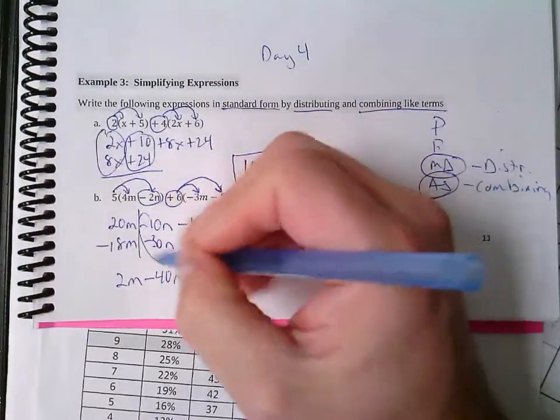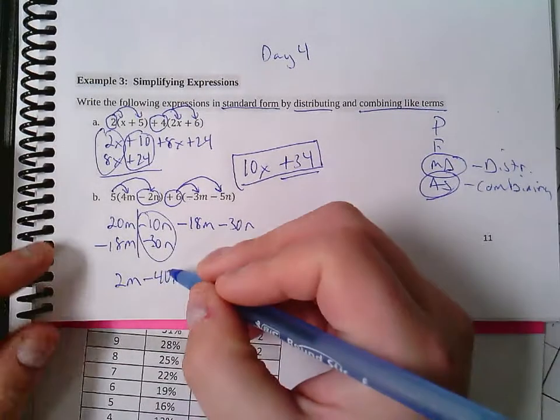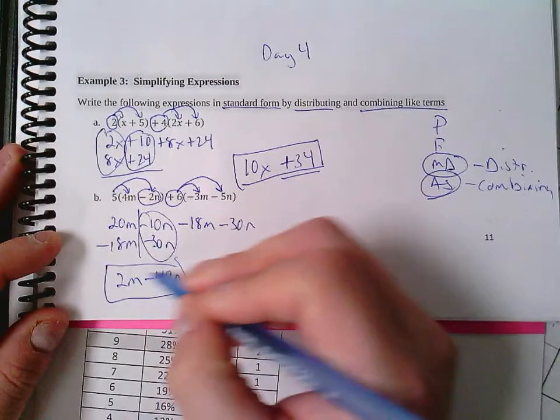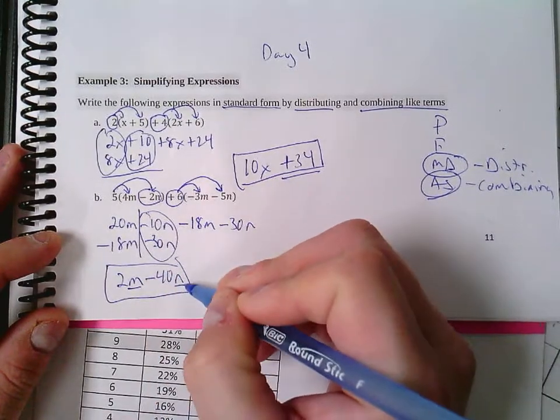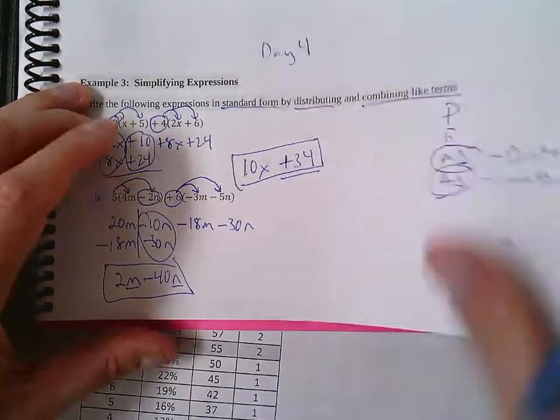Remember what happens when you combine two negative numbers. It just becomes more negative. And this is done. And no, you can't put these together either, because this is an m and that's an n. They are not the same letter. All right, so this is a conclusion.